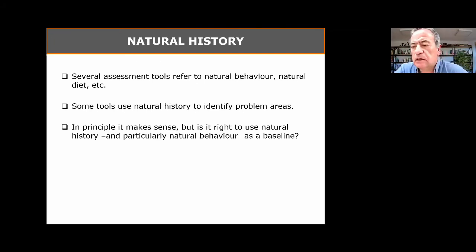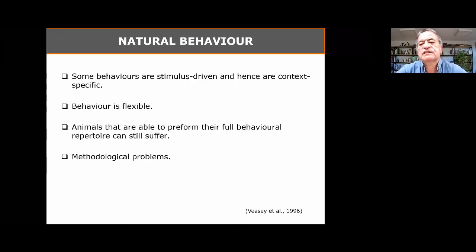And in principle, it makes sense to use natural history and natural behavior as a guiding principle, as a starting point. But the question is, is it right to use natural history and particularly natural behavior as a baseline to assess welfare? If it is, I think that provides a lot of information on what sort of questions we should ask. But if it is not, it can be misleading. Well, the reality is that there has been a lot of discussion about the problems of using natural behavior to assess the welfare of animals under human care.